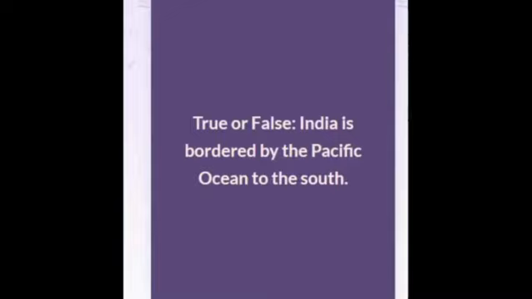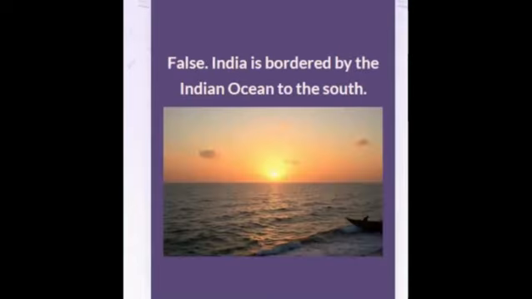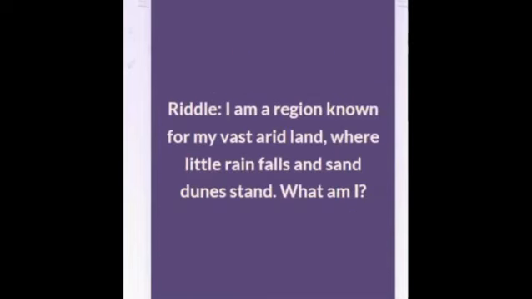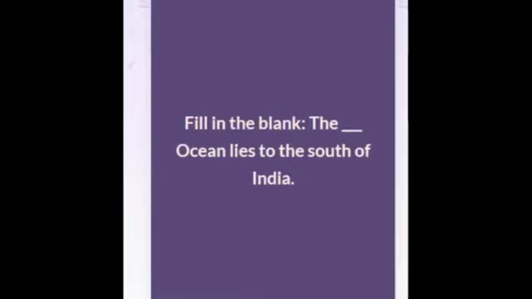True or false? India is bordered by the Pacific Ocean to the south. False. India is bordered by the Indian Ocean to the south. Riddle. I am a region known for my vast arid land where little rain falls and sand dunes stand. What am I? Yes, I am the Thar Desert.